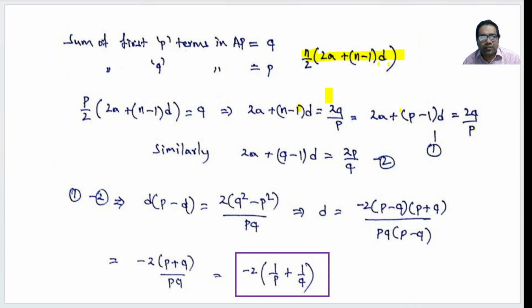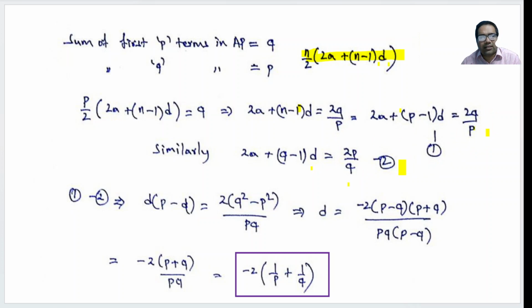Similarly, if you apply the same formula for the second line, the sum of first q terms is equal to p, we'll get exactly the same thing, which is 2a plus q minus 1 into d is equal to 2 into p by q. Right, we get these two equations.